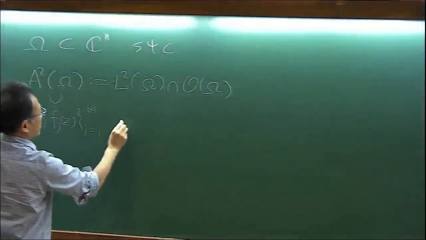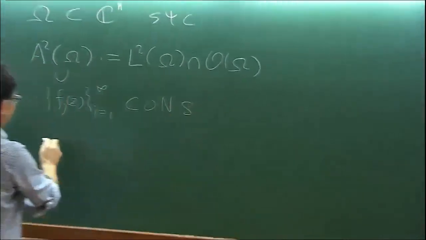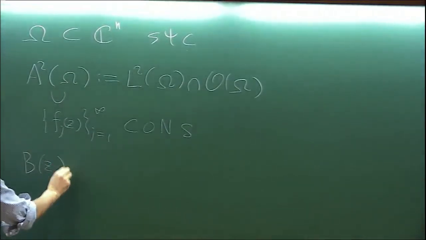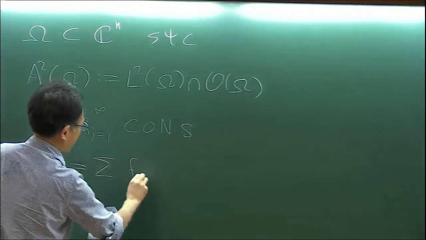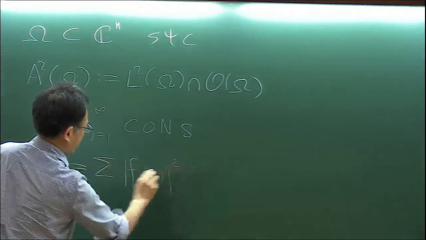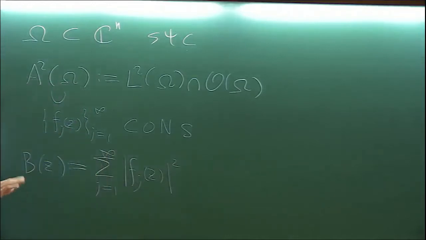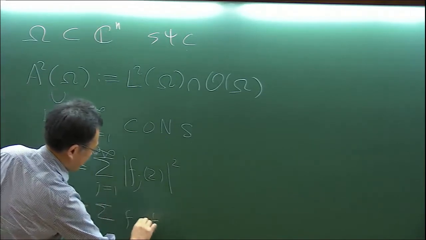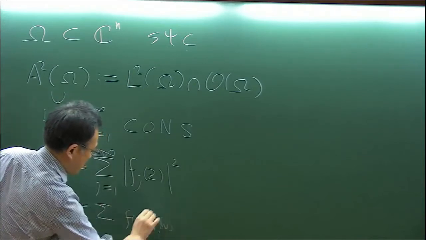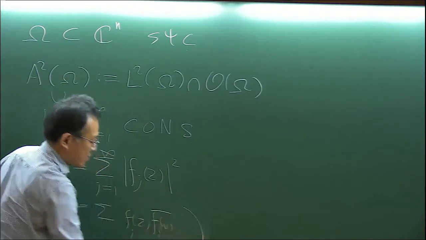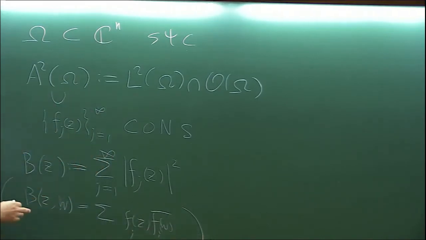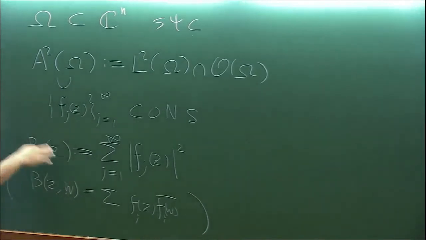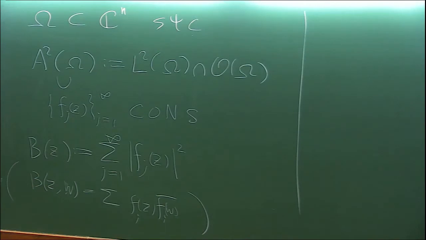j equal 1 to infinity, a complete orthonormal system, then the Bergman kernel is given by just the sum to infinity. So yesterday I put two variables, z and w, and defined this to be f(z, w). But for today and later, I only use this restriction to the diagonal. So let me just simplify the notation and put z, z. Then this is the Bergman kernel.